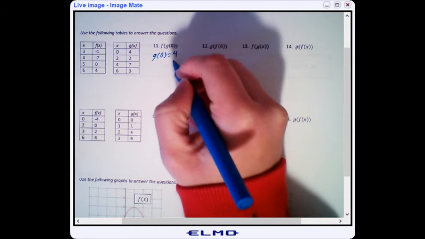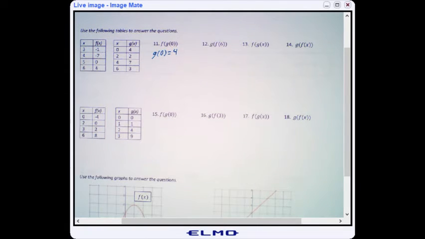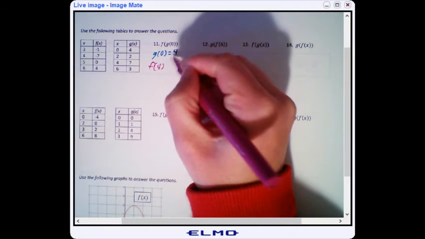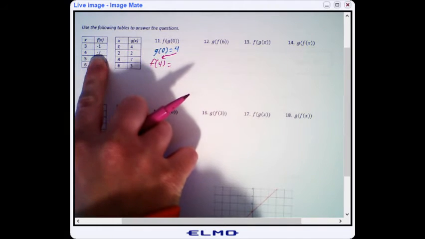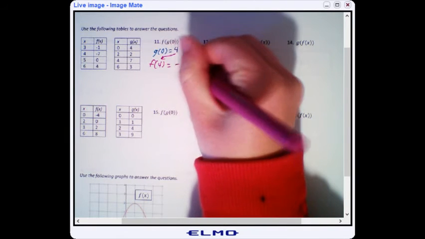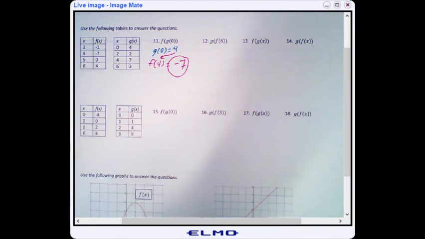And that's going to become the input for my f function. So let me do f of 4. I look in my f table. 4 in the input becomes negative 7 for the output. So my answer here is just negative 7. So we're just following the steps.